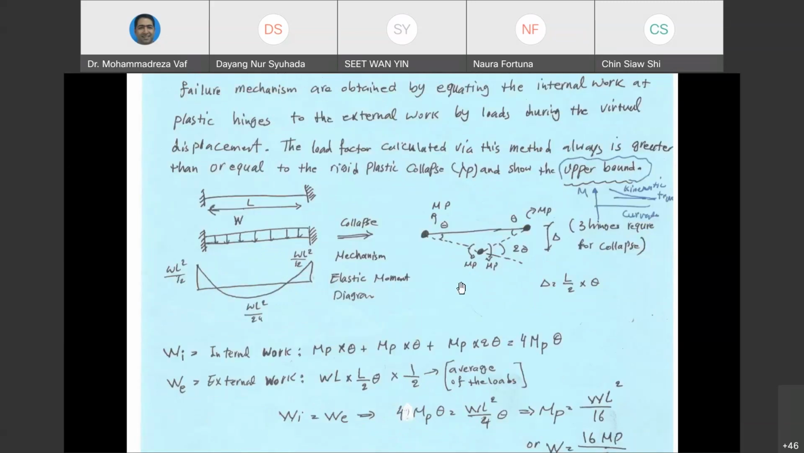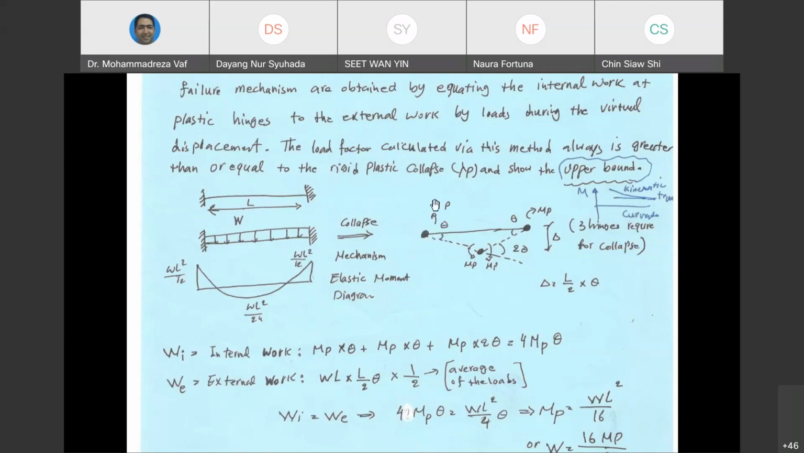However, for the internal work, since right now we have 3 plastic hinges, each one of these hinges is going to do some internal work for us. The first plastic hinge has the bending moment of MP, multiplied by its rotation, which we assume to be theta. The other side also is going to be theta because the beam is symmetrical, and the loading also is symmetrical. Therefore, if one side is rotating theta, the other side also is going to rotate theta.